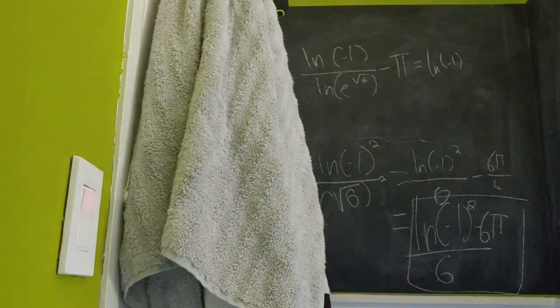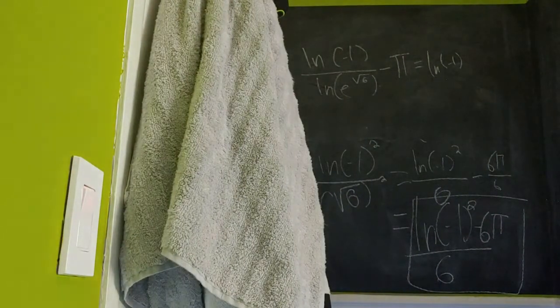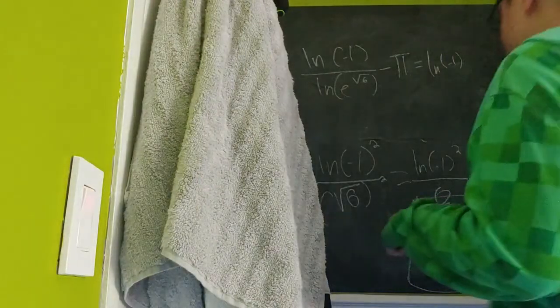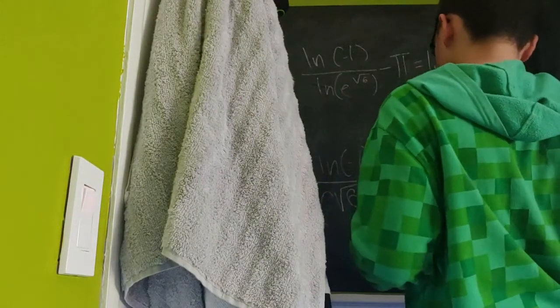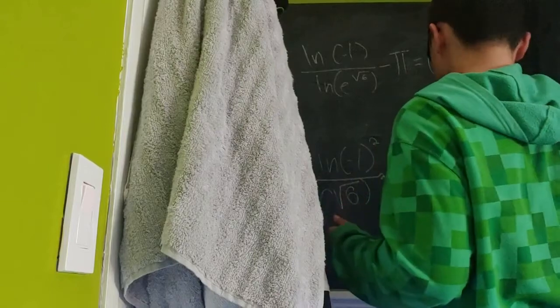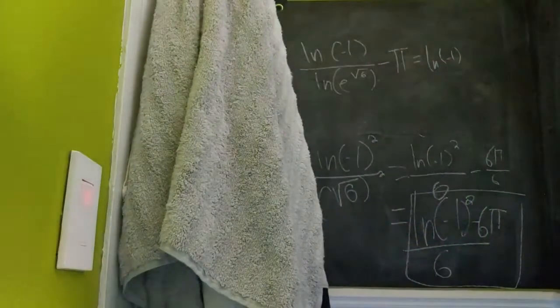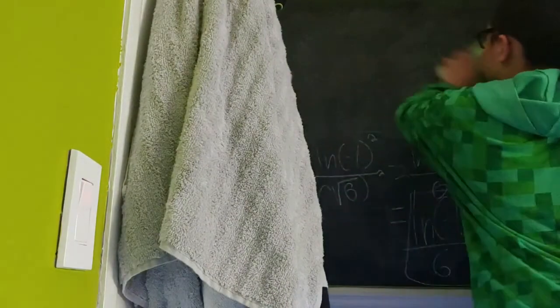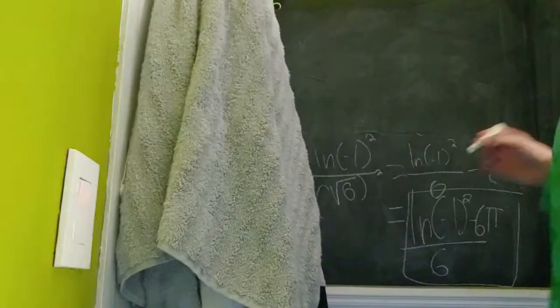Now I have to do something else. So it's going to be pi squared times i squared. So really what this is, pi squared times i squared, is just negative pi squared. So you know what? Get rid of that square. I did it wrong. I actually did it right. I just didn't simplify it enough.